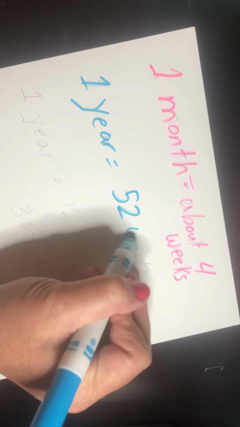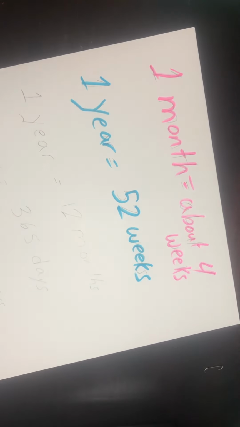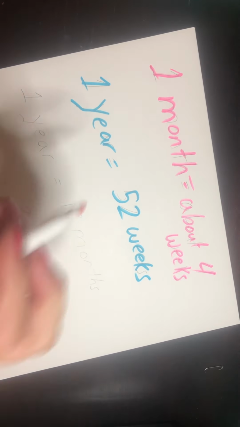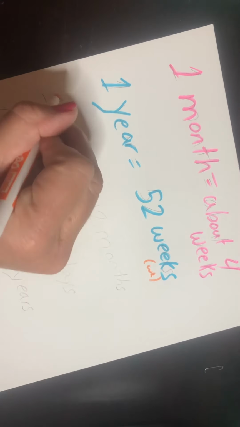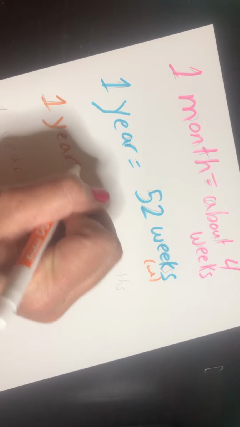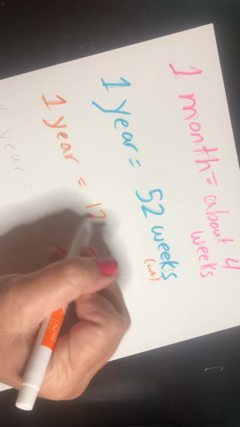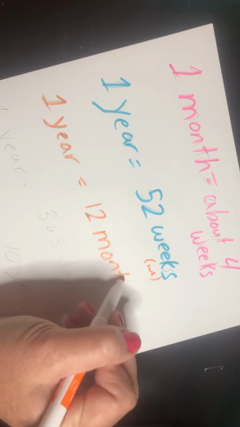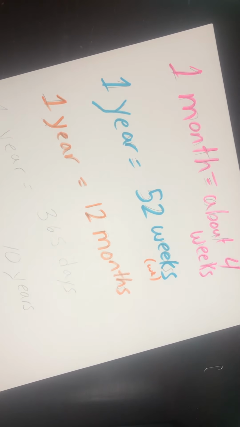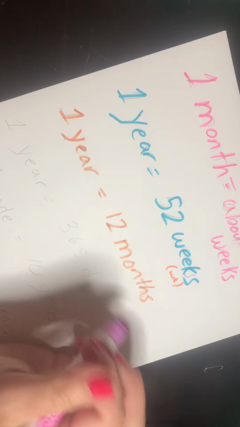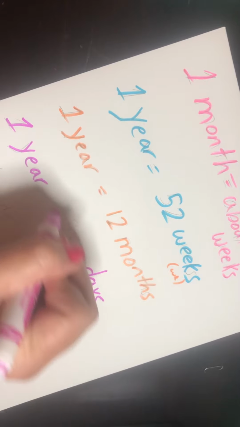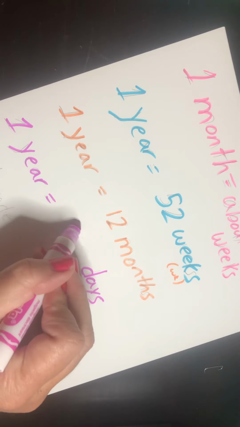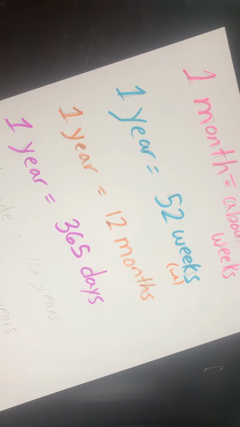So 1 year equals 52 weeks. But we can also say, so these are in weeks, we can also say 1 year is the same as 12 months. And finally, we can say 1 year, if I wanted to talk about days, a lot of you know all this, so this will be good review, and then we'll get into converting, 365 days, so 1 year.